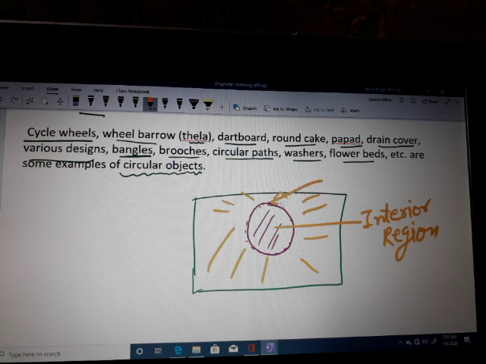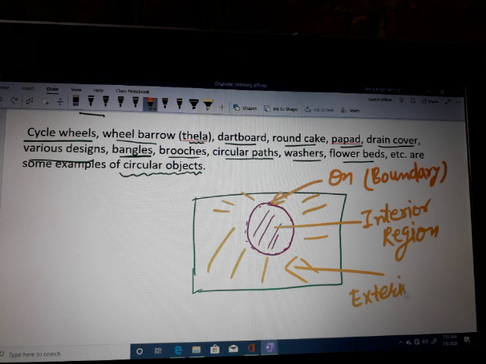This is on the boundary of the circle. And another one that is outside this circular part, this region is known as the exterior region. You must note this, all these are examples of circular objects. Next important thing is here.